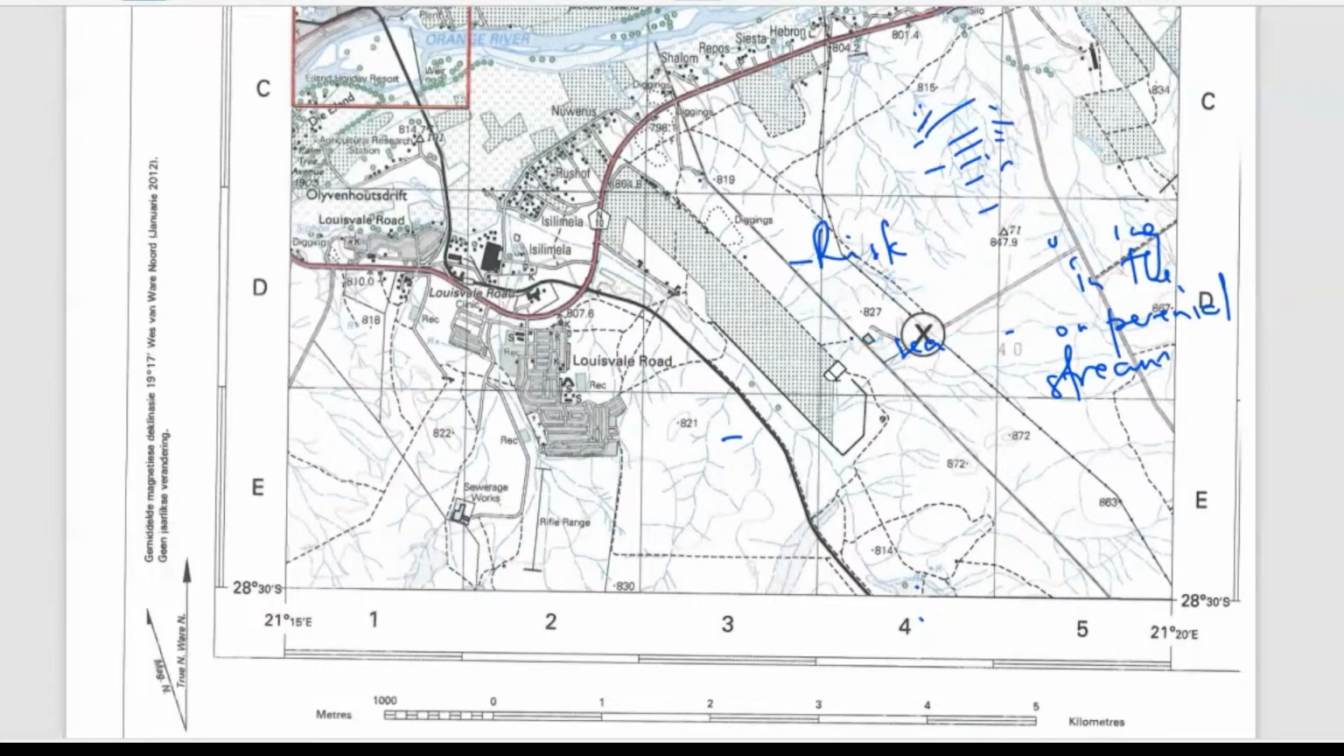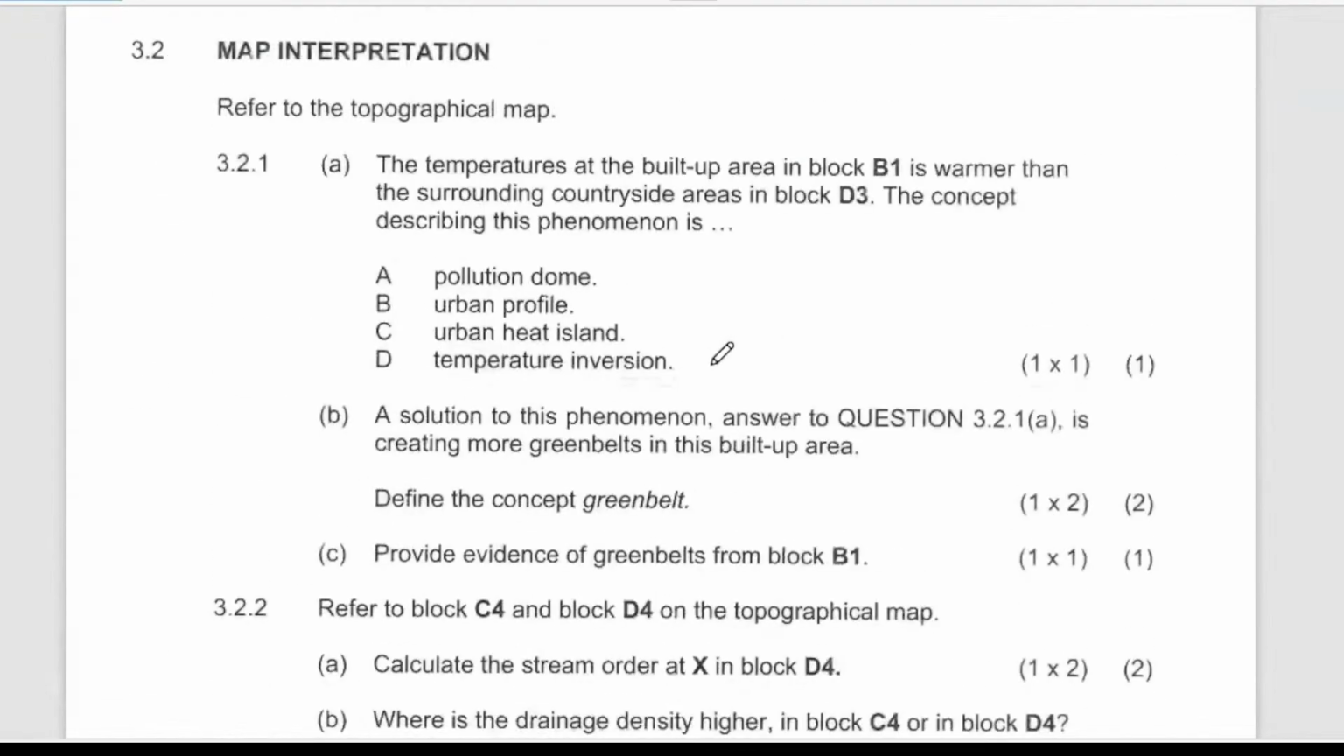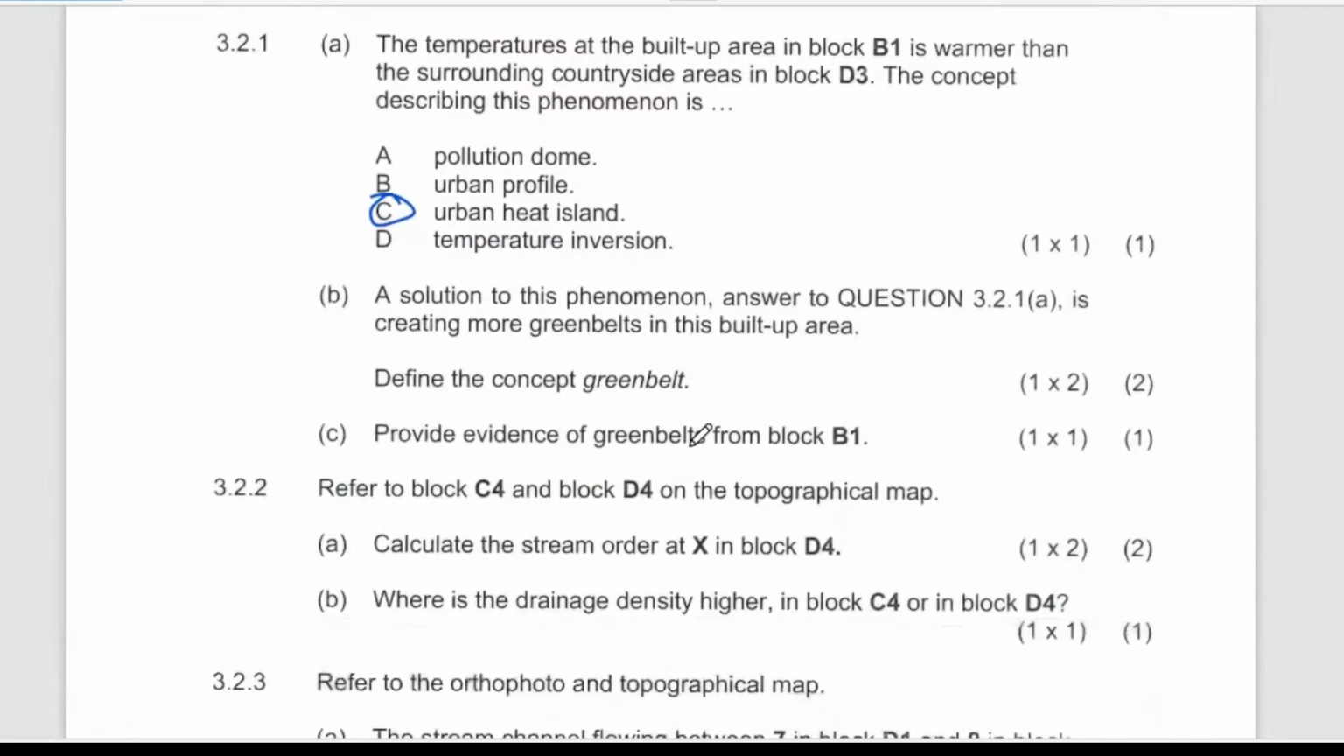We are moving on to question number 3.2 on map interpretation. The first question, we are going to our question paper. Right, the first question on map interpretation, it says the temperatures at the built-up area in block B1 is warmer than the surrounding countryside in block D3. The concept describing this phenomenon, we are referring back to a concept where we have an urban area which has got a higher temperature compared to the surrounding countryside or rural area. That is typical of an urban heat island. A solution to this phenomenon, answer to question 3.2.1, is creating more green belts in this built-up area.